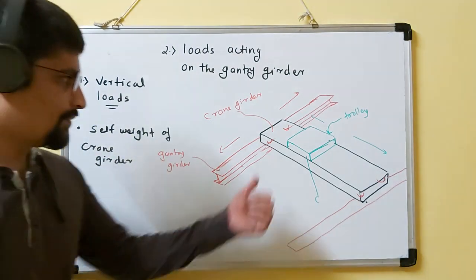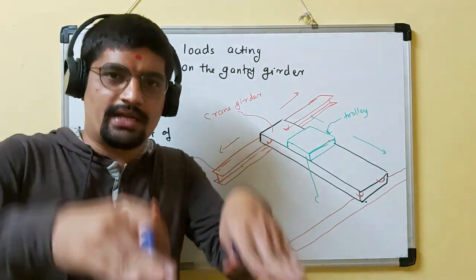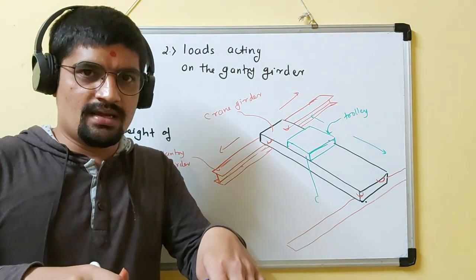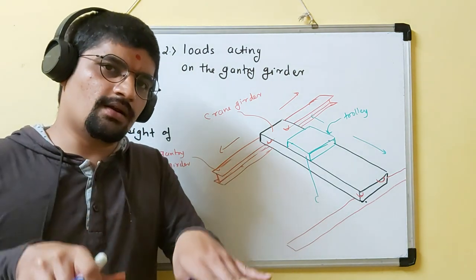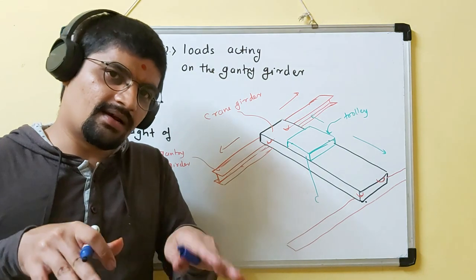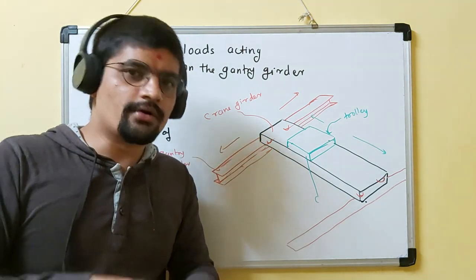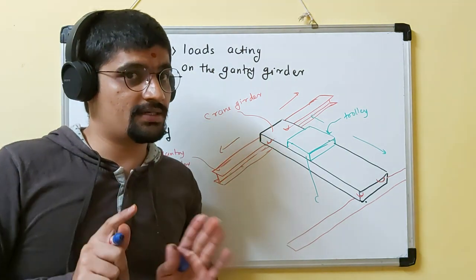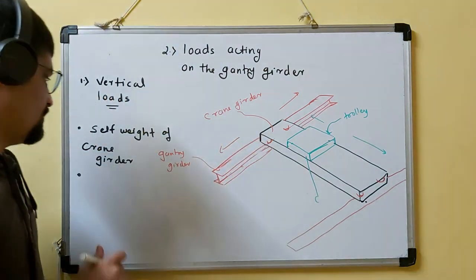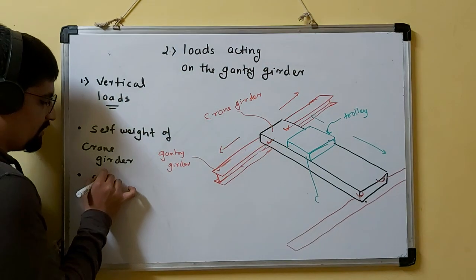Like that, the trolley is placed on the crane. It will apply vertical load on the crane, and the crane will apply that vertical load on the gantry girder. I am going step by step. So the next weight is the self weight of the trolley.